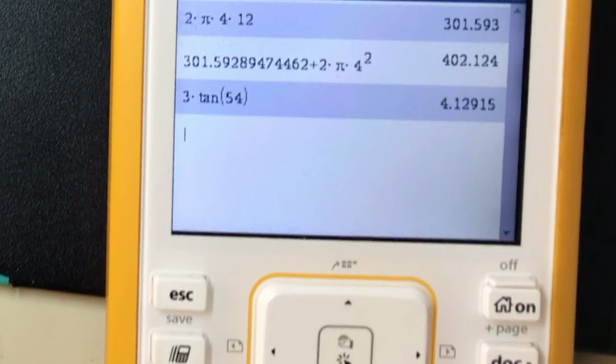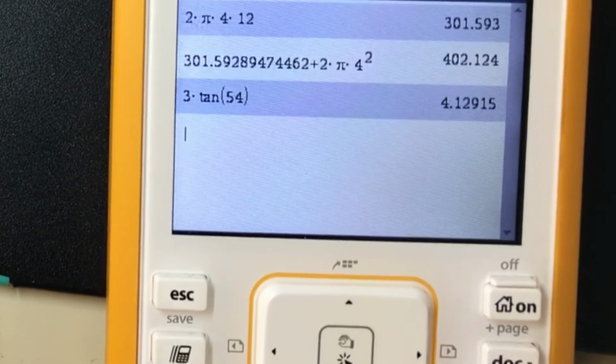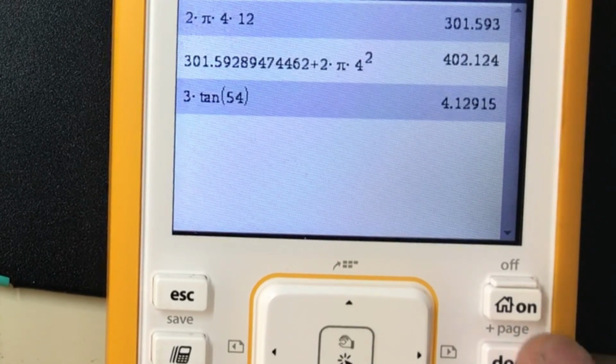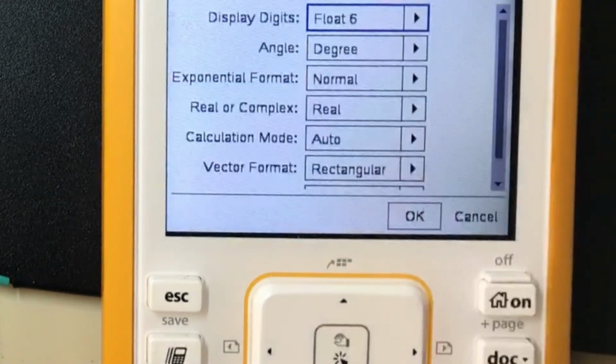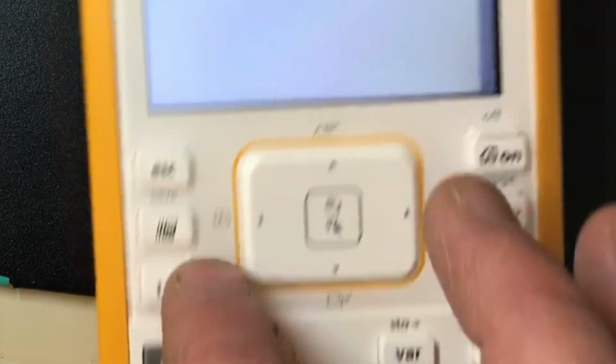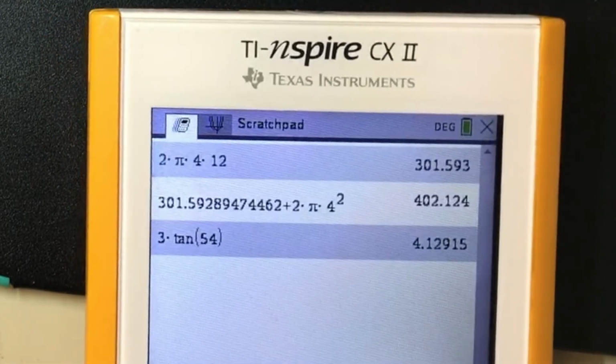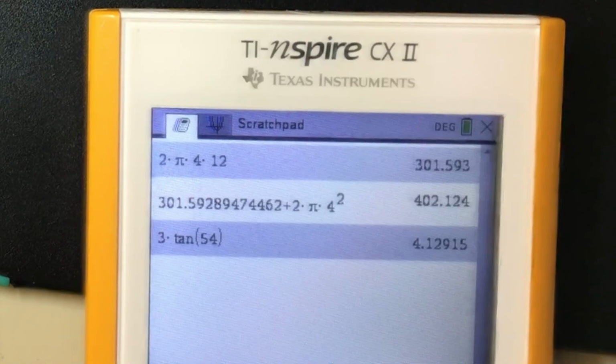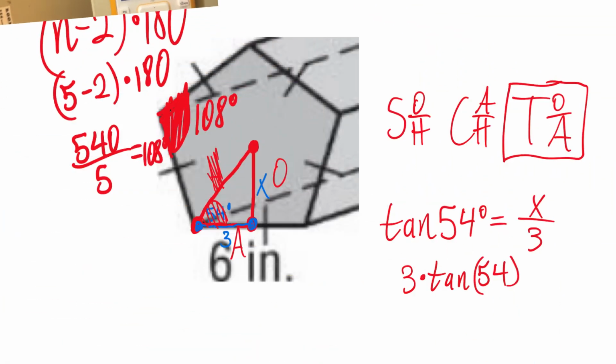54, and so we get 4.13, which is going to be my x. Right. So trig menu up there. Alrighty. So that equals 4.13. And that's this right here.